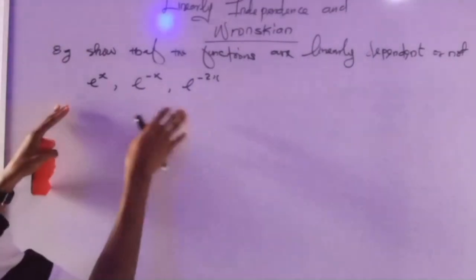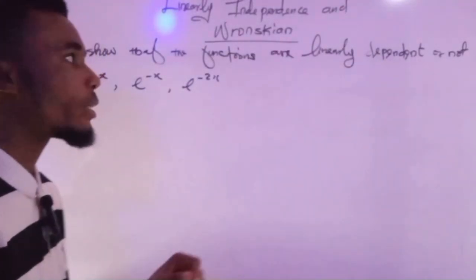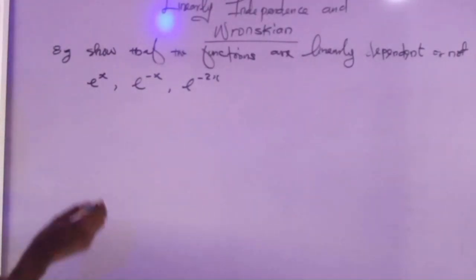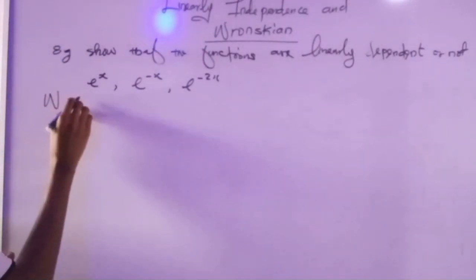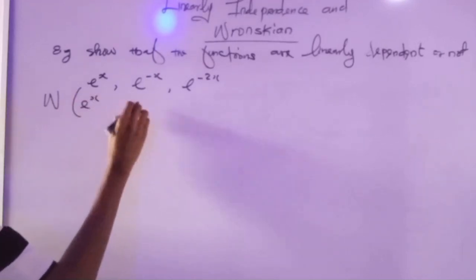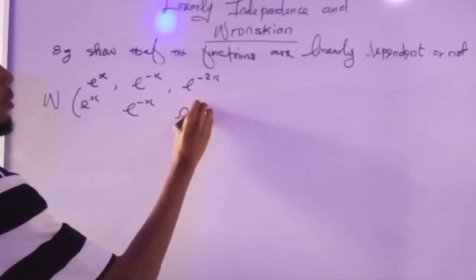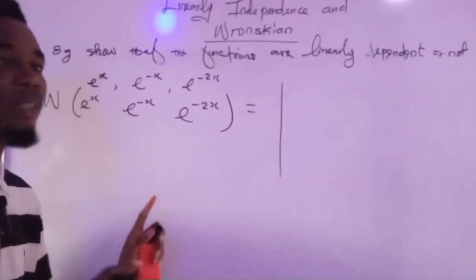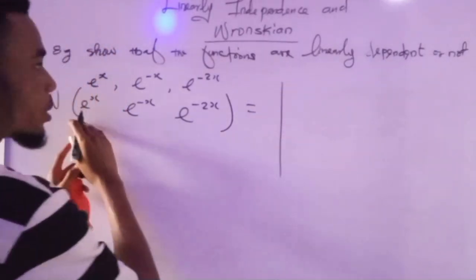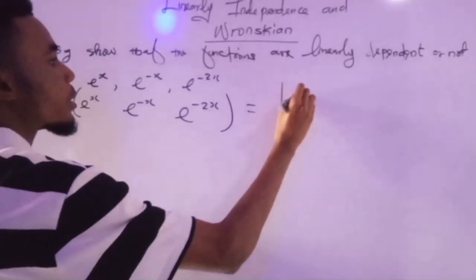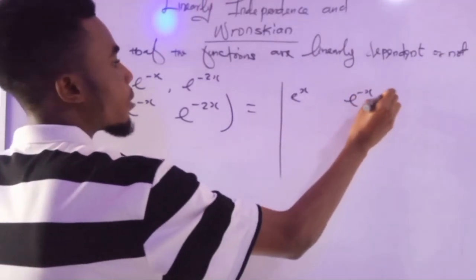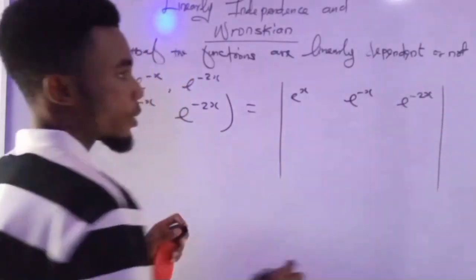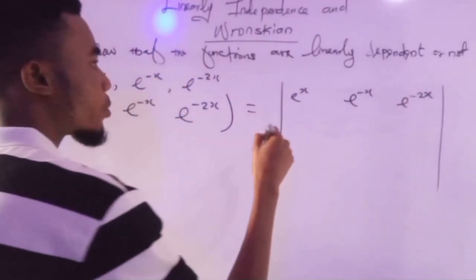So we are going to prove if these functions are linearly dependent or not using the Wronskian principle. So we are going to apply the Wronskian of exponential x, exponential minus x, and exponential minus 2x, and that gives us the determinant of a 3 by 3 matrix, which includes these functions first: exponential x, exponential of minus x, and exponential of minus 2x, and their corresponding derivatives, which goes this way.